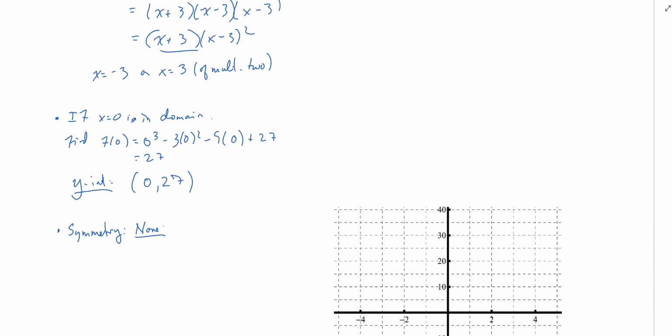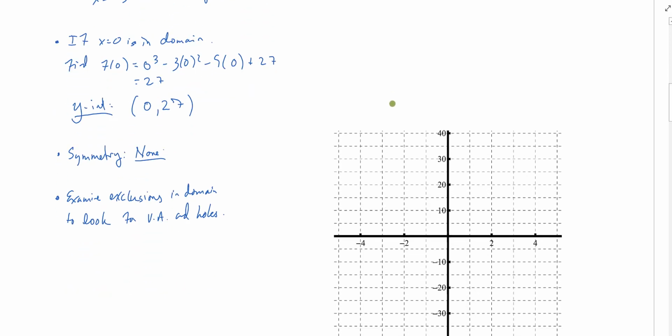The next thing we're going to do is examine the exclusions in the domain. And why are we doing that? We're examining the exclusions in the domain to look for vertical asymptotes and holes. So that's the next step, to look for vertical asymptotes and holes.